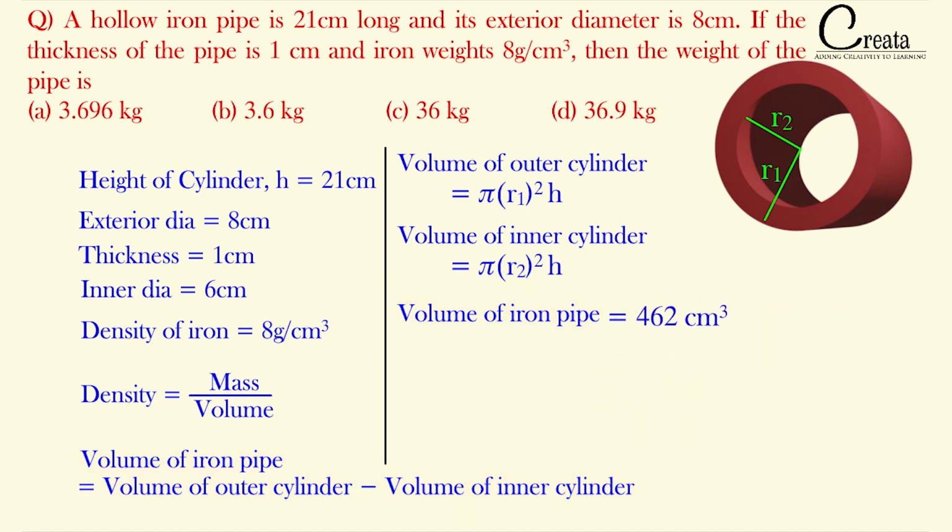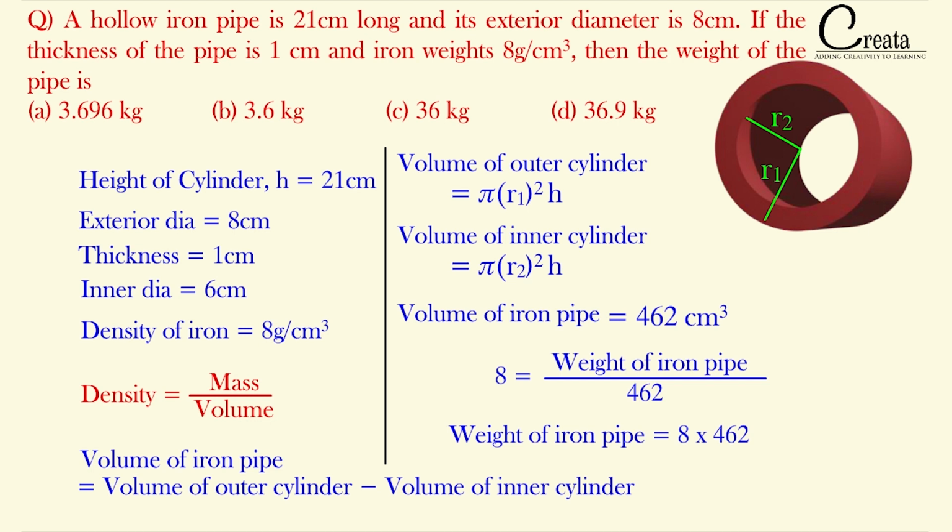But in the question, we have to find the weight of this pipe. So let's use the formula, that is density is equal to mass over volume. So let's put the volume and density is given as 8. So we got the final weight of this pipe as 3696 gram. Okay, we got the weight of this pipe as 3696 gram.